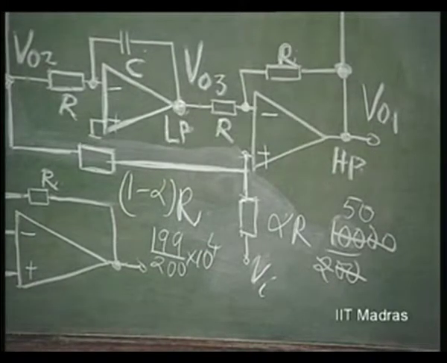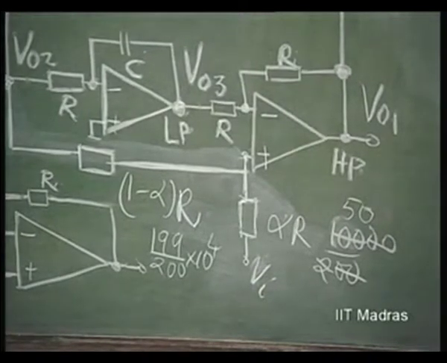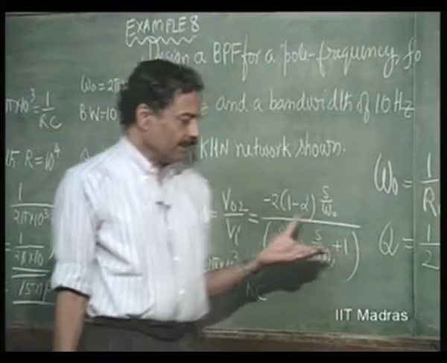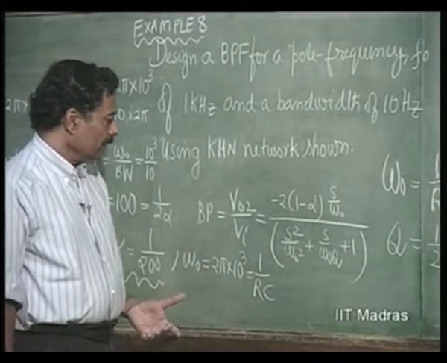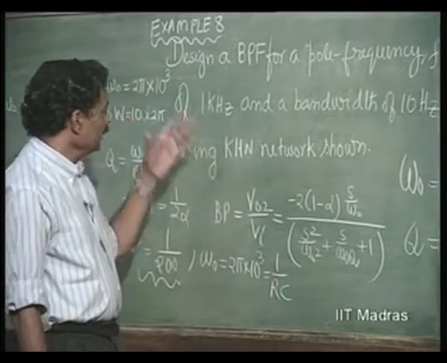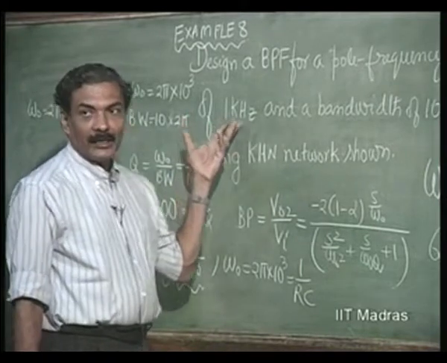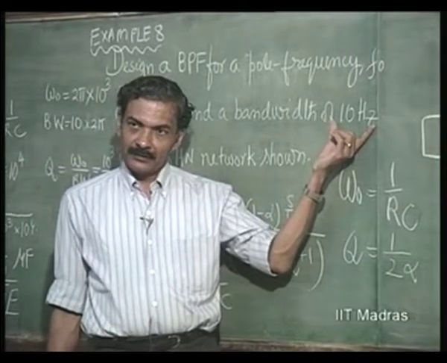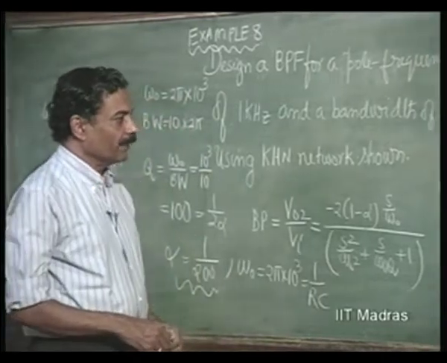So, these are the values. This is 50 ohms, this is very nearly 10 K, right. You can just build this circuit and see that it will exactly function as designed. That means, if you take the response of this, you take the center frequency, it will be 1 kilohertz, and bandwidth will be exactly equal to 10 hertz. This is the design of the band pass filter.